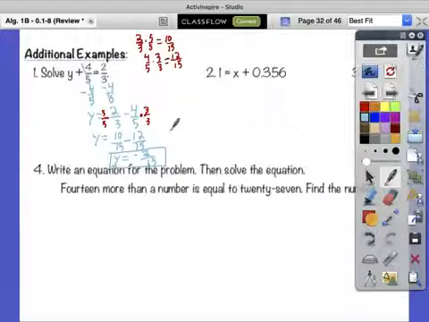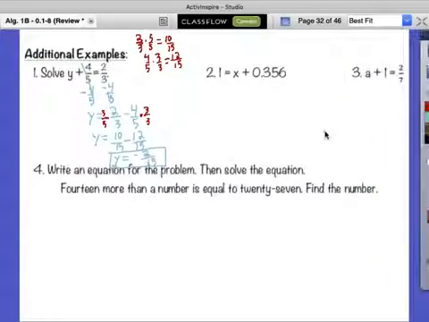Okay. On number 2, 1 is equal to x plus 0.356. We got some decimals here. We also threw in some decimals. You thought you'd like those, okay? I'm not going to make you check on number 1 though. Be good. 1 equals x plus 0.356.